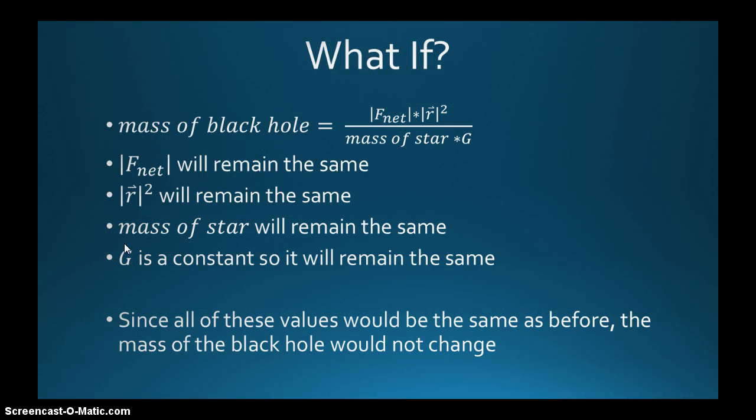If the black hole whose mass was found was removed and a different black hole was placed in the same location, assuming the motion of the observed star remains unchanged and is affected only by the gravitational force of the new black hole, could you tell the difference? Since everything is in relation to the star, which is not changing, meaning F net, the magnitude of r squared, the mass of the star, and the constant G would all be the same, therefore the mass of the black hole would be the same too.